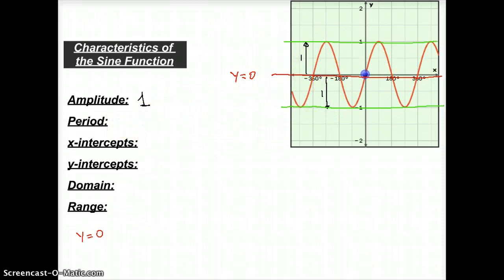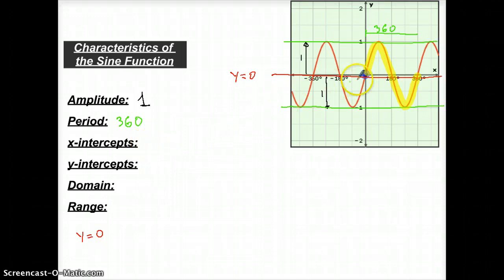The period, well, I have to mark one shape. Let's say that the shape starts there. So the period is from here, from 0 to 360. That makes perfect sense, because as it rotates one full turn, the whole pattern will repeat itself.